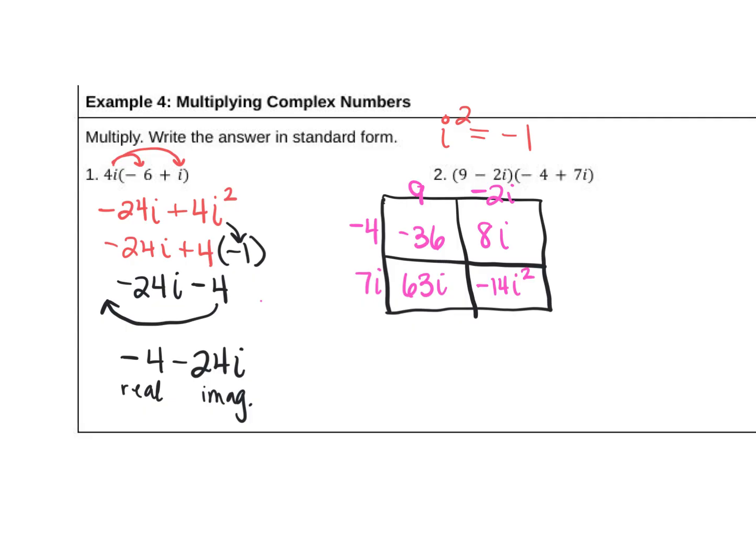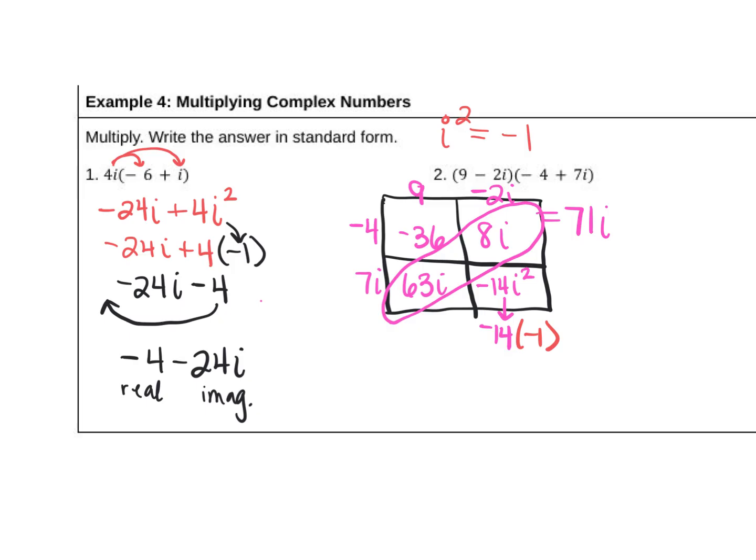So here's what we're going to do. We're going to add diagonally because those are both i's, so we can combine those like terms. We can go 63 plus 8. What's 63 plus 8, guys? 71. Yeah, that sounds about right. So we got 71i. And then this guy, we know i squared is the same as negative 1.